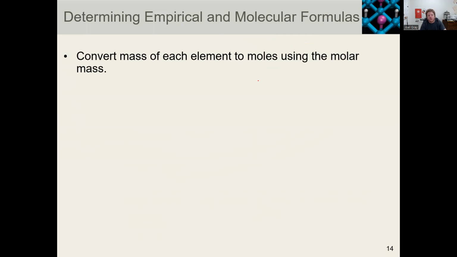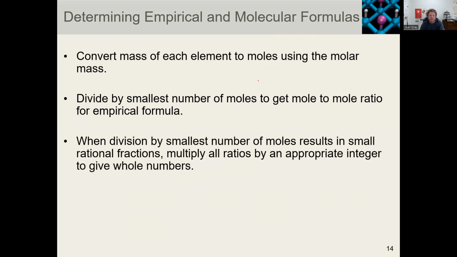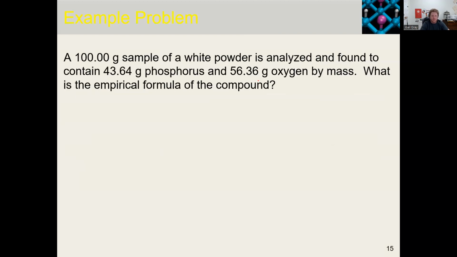The first step is you convert the mass of each element to moles using their molar mass. You divide by the smallest number of moles to get the mole to mole ratio for the empirical formula. Now, when division by the smallest number of moles results in small rational fractions, multiply all ratios by an appropriate integer to give whole numbers.